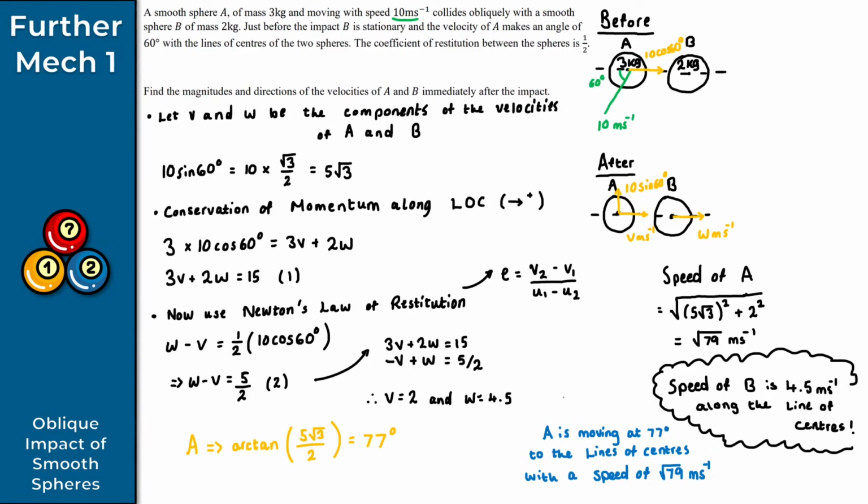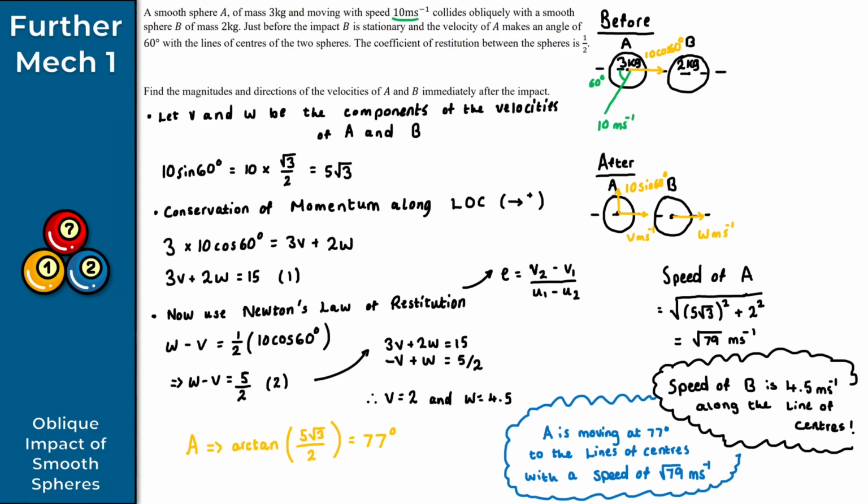And there we go. Thank goodness, I hate this topic. That is the solution, right? So I kind of split this up into two different parts here. So this was for B. So the speed of B is 4.5 meters per second along the line of centers here. And then A is moving at 77 degrees to the lines of centers with a speed of root 79 meters per second. There we go.